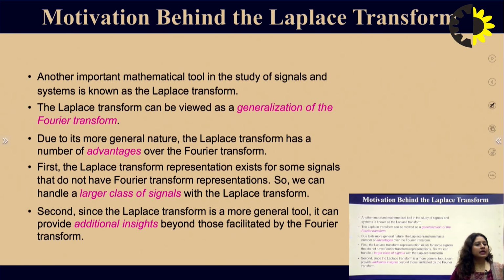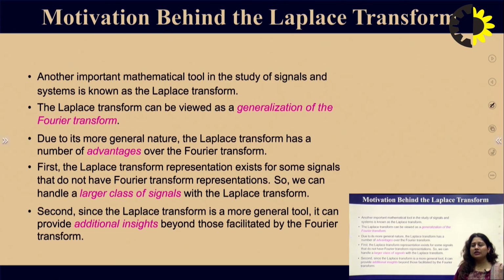Or we can say that in Fourier transform, we don't have a detailed analysis of the signal, but in Laplace transform, we can have a detailed analysis of the signal by checking whether a signal is stable, causal or not. First, the Laplace transform representation exists for some signals that do not have Fourier transform representation. So, we can handle a larger class of signals with the help of the Laplace transform. Second, since the Laplace transform is a more general tool, it can provide additional insights, as I have told you, beyond those facilitated by the Fourier transform.